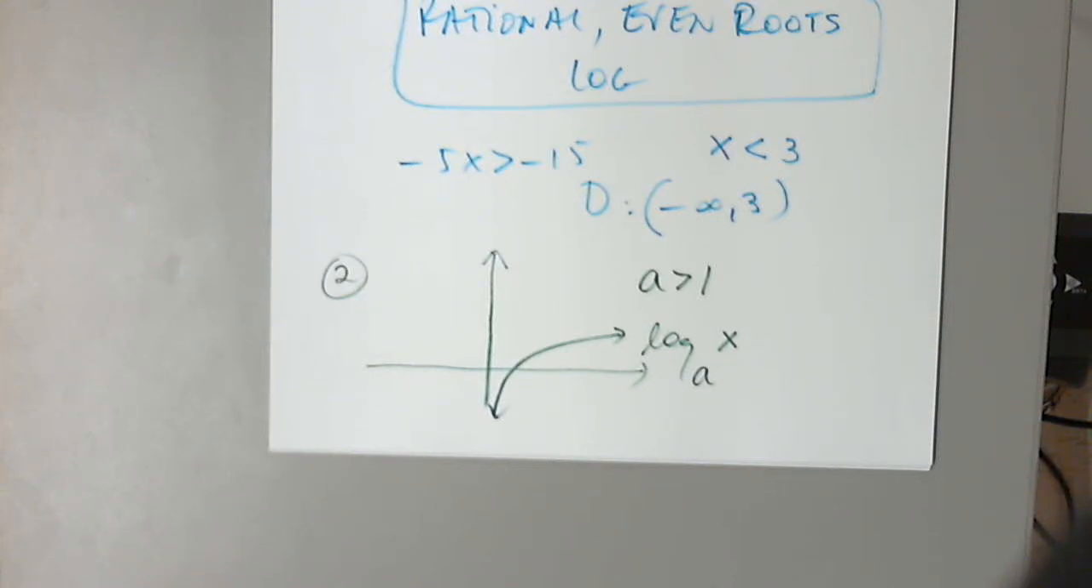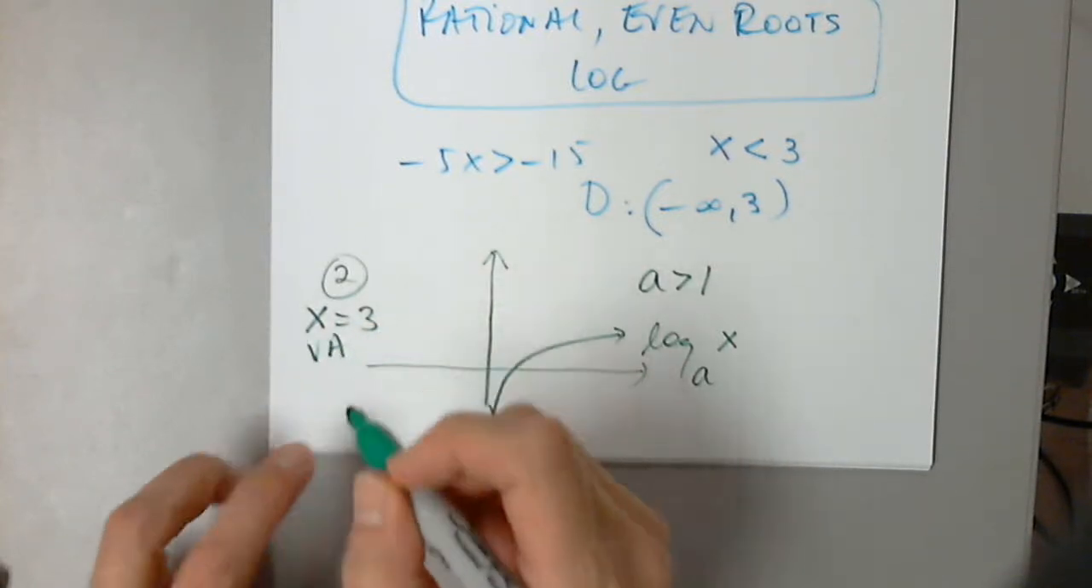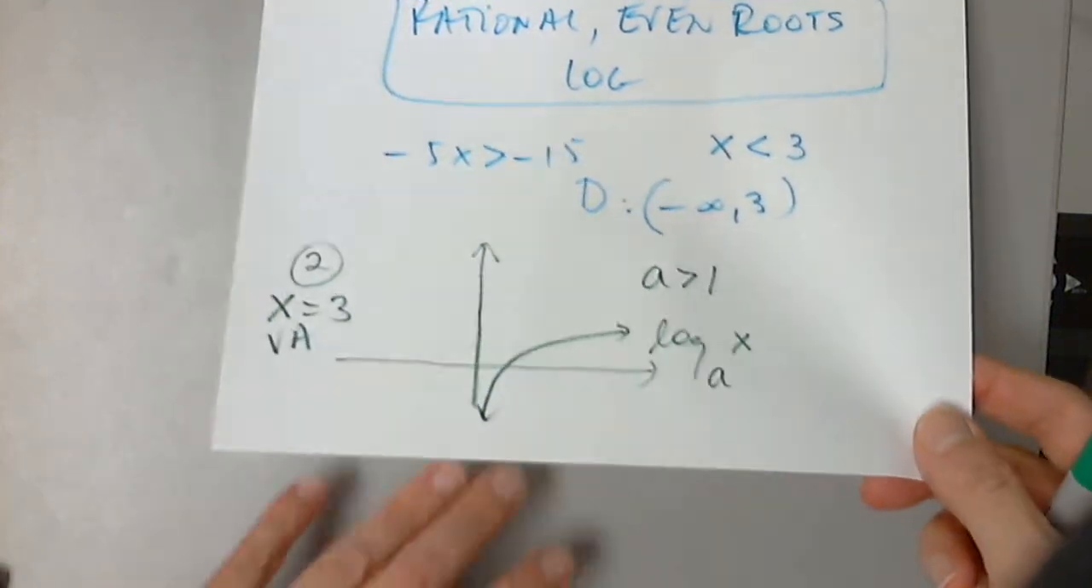Where do you think will be the vertical asymptote for this function? Exactly. X equals 3 is the vertical asymptote. Very good.